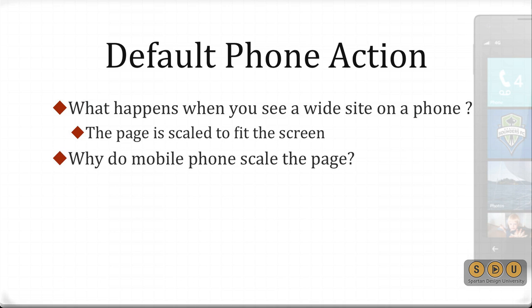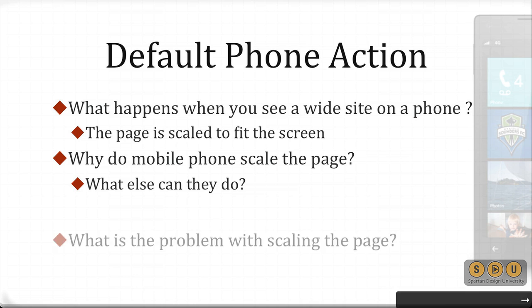Why do phones do this? Well, what else are they supposed to do? When the people who built phones thought of, okay, people are going to be looking at websites on these things, what should our default action be? And that's just what they selected. It's not a bad choice. It's just we have to deal with it as end users.